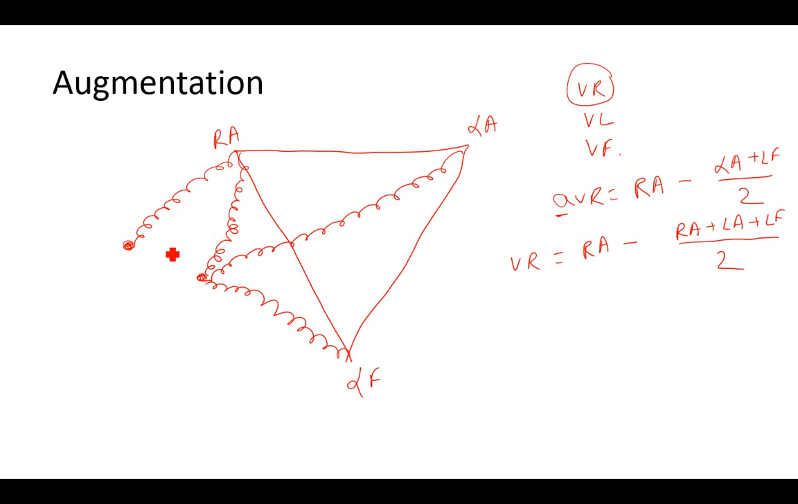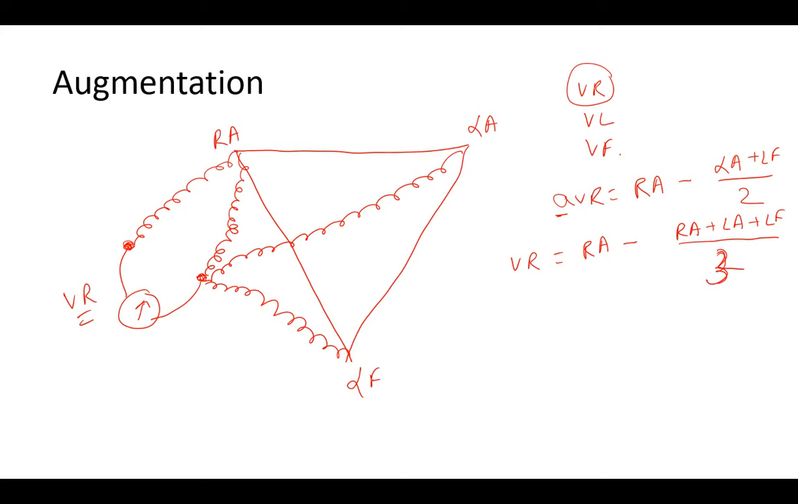Okay, now we will put a voltmeter with these 2 terminals, right? So you can see that VR is measuring the potential difference between the point RA and the combined RA, LA and LF, right? So VR is equal to RA minus RA plus LA plus LF by 3, right? Okay.